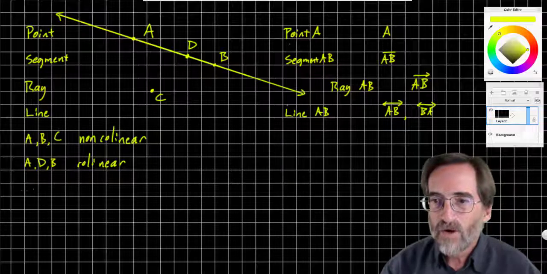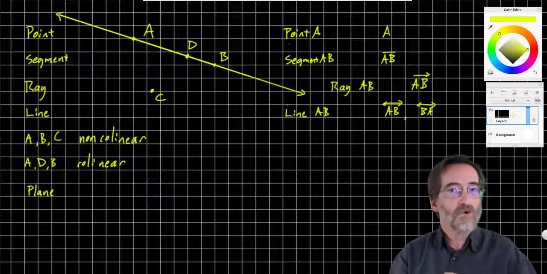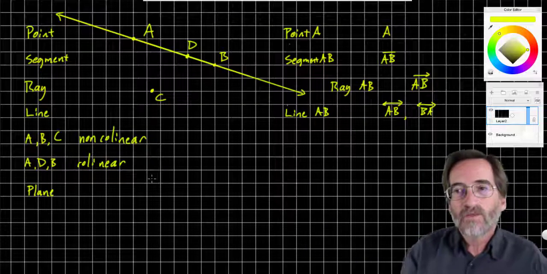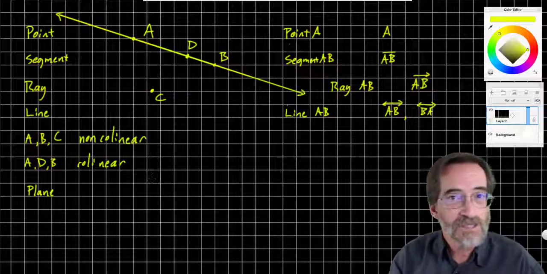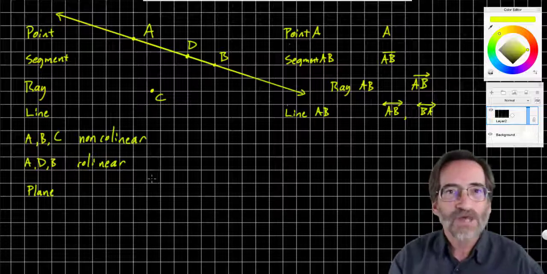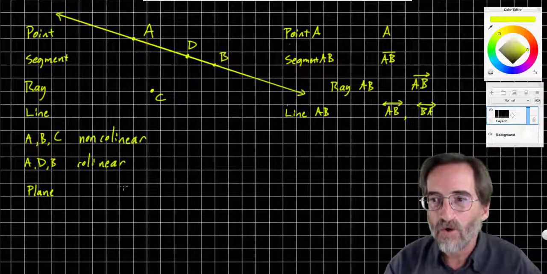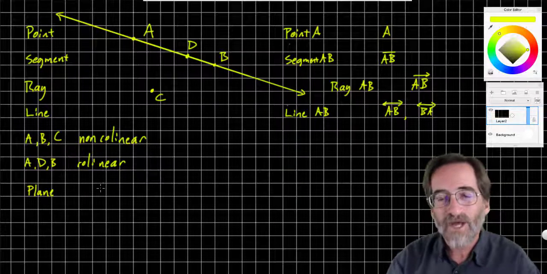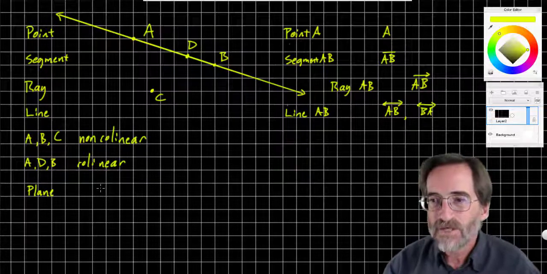And then we have one more thing, and that is a plane. A plane consists basically of a flat surface. Think of your wall in the room, think of your ceiling, think of your floor. But those are only physical representations of a plane, because just like a line that has no end, a plane has no edges, no boundaries. It is a flat surface that extends forever in all directions.